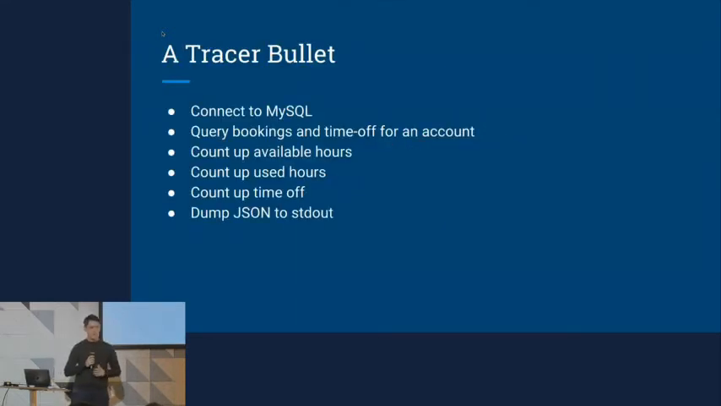So we took the approach of a tracer bullet. How many of you have read The Pragmatic Programmer? Right, so you'll be familiar with the idea of a tracer bullet. A real tracer bullet is a bullet in a gun that, when you fire it, leaves a trail that you can see. It glows and it leaves a trail so you can see whether you're hitting the target or not.